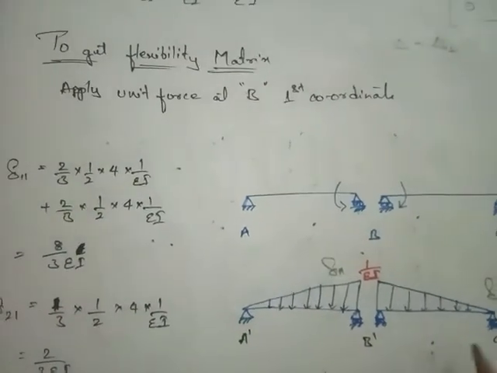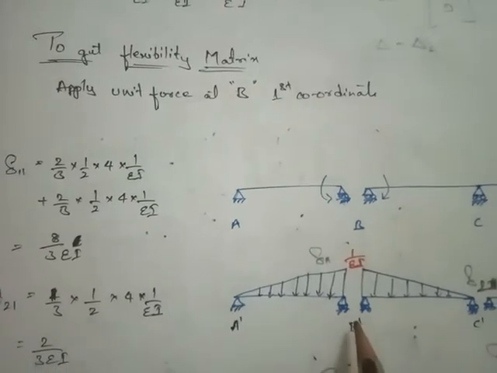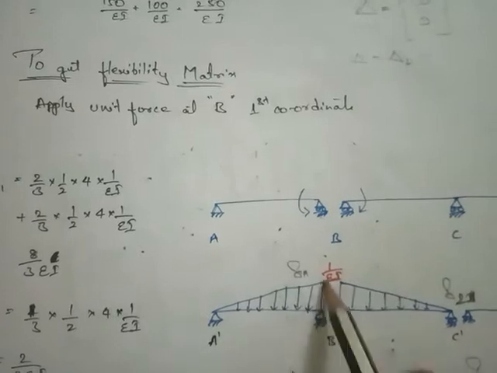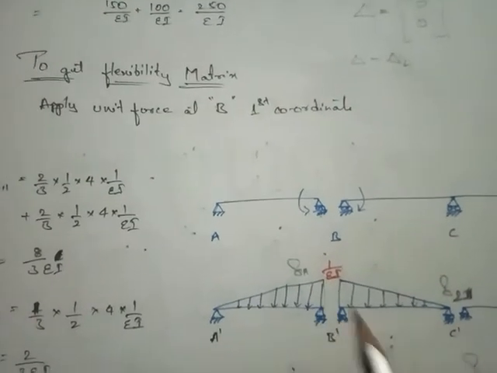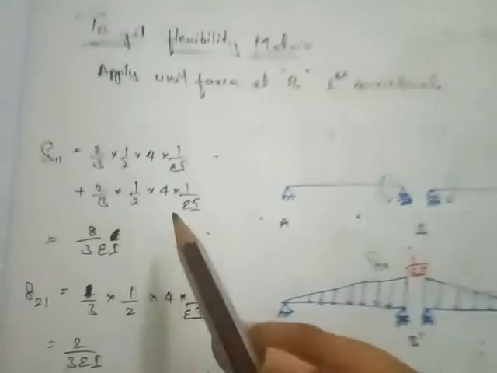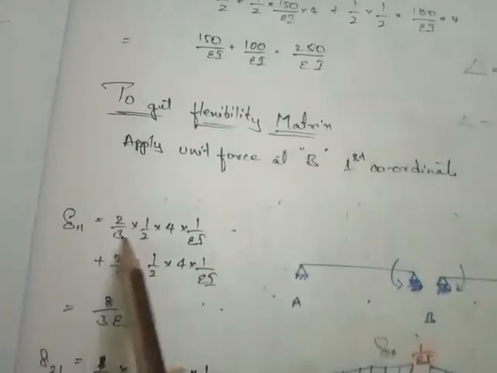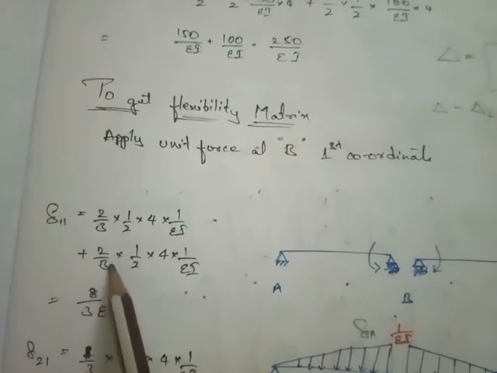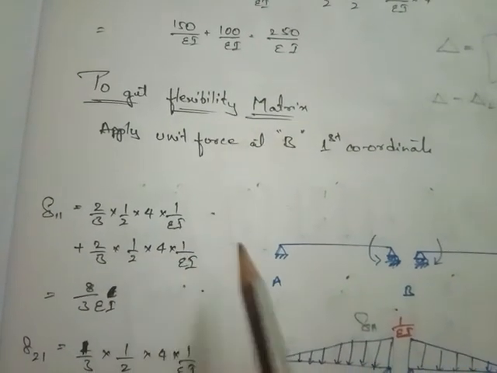So delta 11 is the first displacement with respect to the first coordinate, that is you are applying 1 kN of load. Due to that you form a triangular section, and the load condition is 1 by EI. Similarly, as you have done here, the same way you will do it here considering the conjugate beam, that is 2 by 3 into 1 by 2 into 4 into 1 by EI plus 2 by 3 into 1 by 2 into 4 by EI.